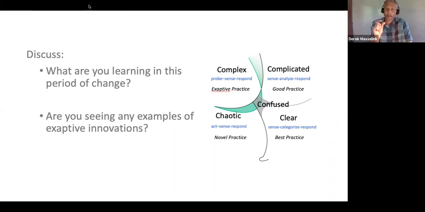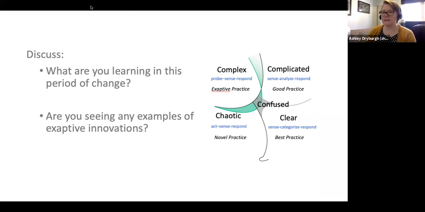The other piece that I'll add that I forgot to mention: the clear and the complicated are the domains of constraints. We have fixed constraints, or governing constraints, things that constrain what we do and help us, like guide rails. In the complex and the chaotic, this is where we talk about enabling constraints. So what are the things that we can remove, or the light constraints that we can have in place that help us? In the chaotic, there are actually no constraints. We're scrambling to find constraints so that we can stabilize things. So that's an important element to understand as well.